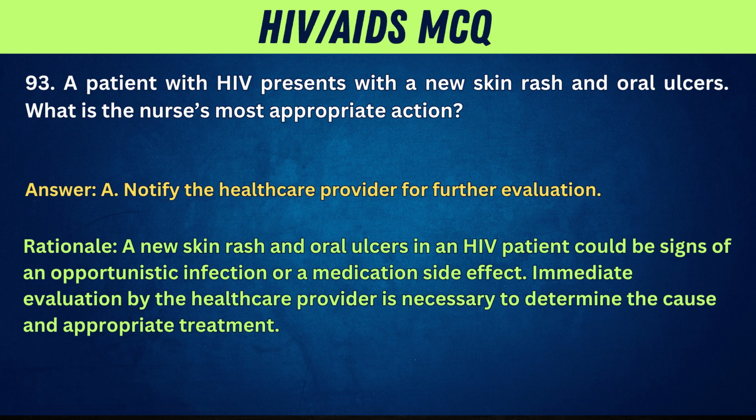Answer: A. Notify the healthcare provider for further evaluation. Rationale: A new skin rash and oral ulcers in an HIV patient could be signs of an opportunistic infection or a medication side effect. Immediate evaluation by the healthcare provider is necessary to determine the cause and appropriate treatment.